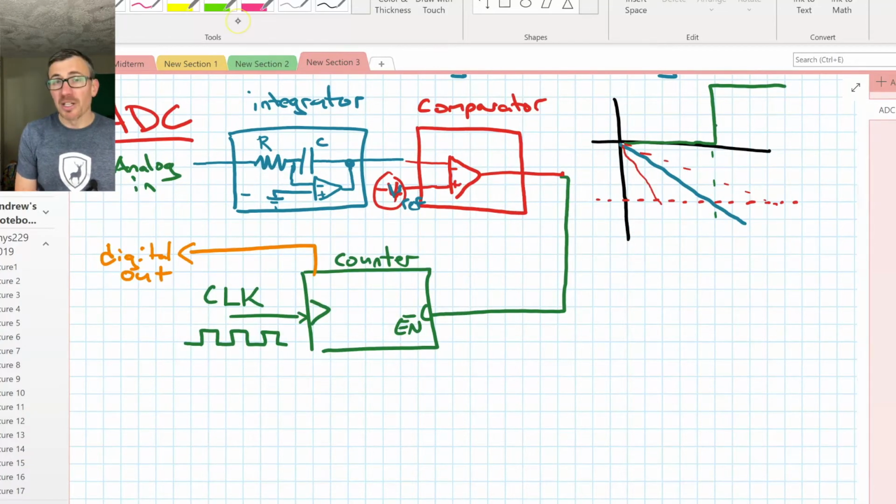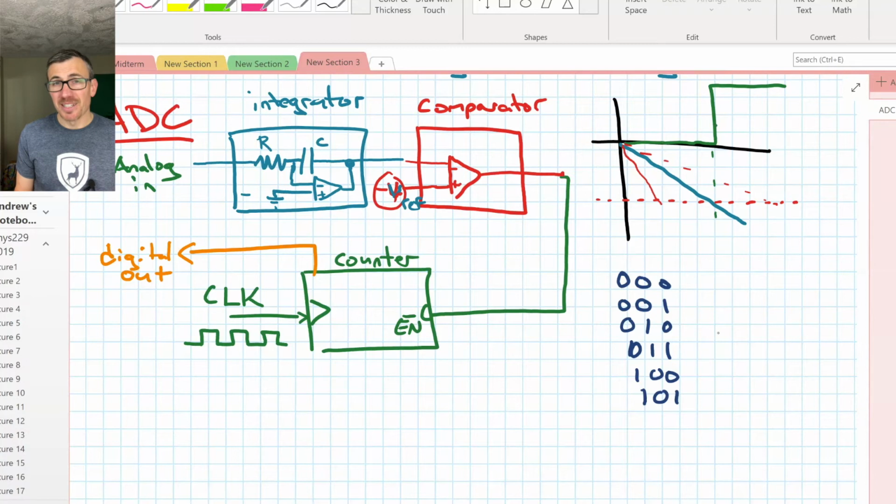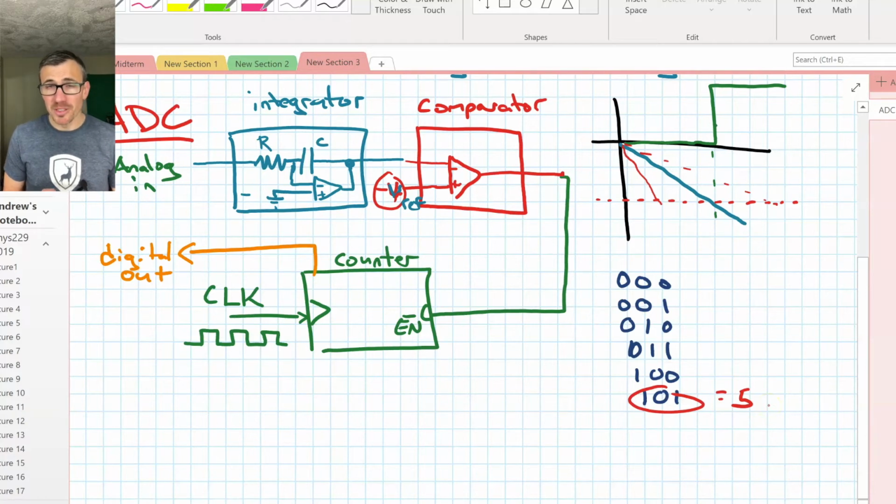So during this time, we had a constant clock cycle. As it's going up and down and up and down, the counter is counting. So the output is going to do something like 0, 0, 0, 0, 0, 1, and so forth, until eventually, maybe it gets to 1, 0, 1, and that not enable goes high, the comparator gets triggered, and it stops. So we read out that voltage now, 5 in this case, and we're done. So that gave us a digital output based on our input voltage.